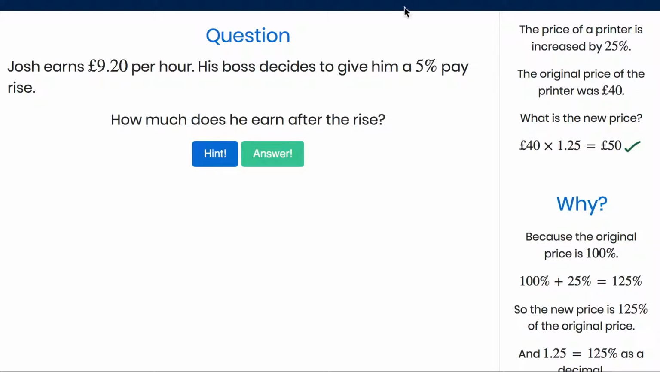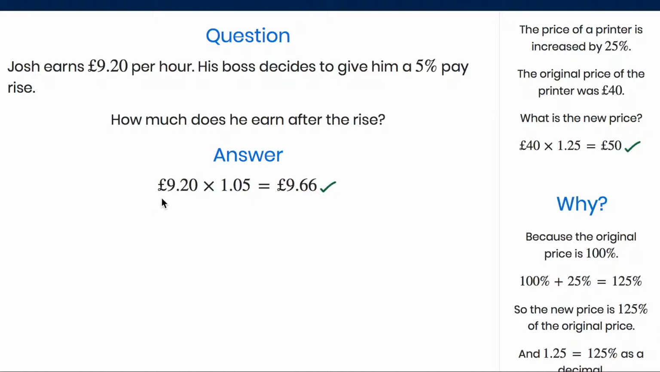Okay, here is the answer. Enter £9.20 times 1.05 into your calculator to get £9.66. And the reason why we use 1.05 as a multiplier is because 100% plus 5% is 105%, and 105% is 1.05 as a decimal.